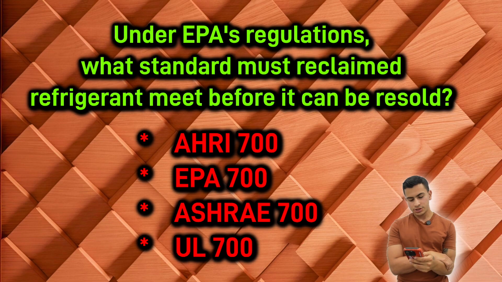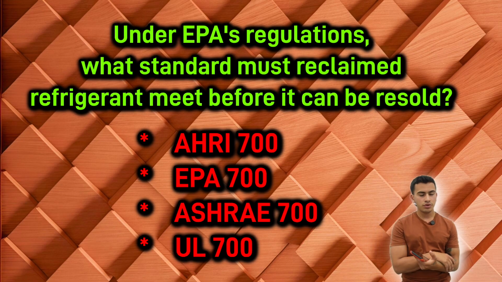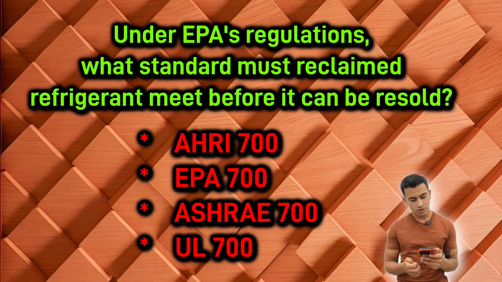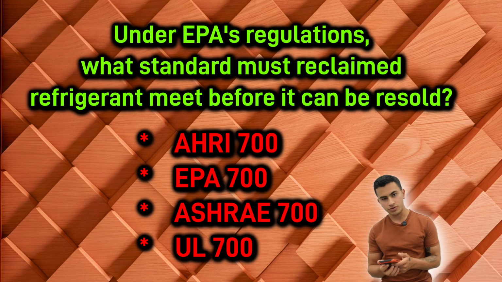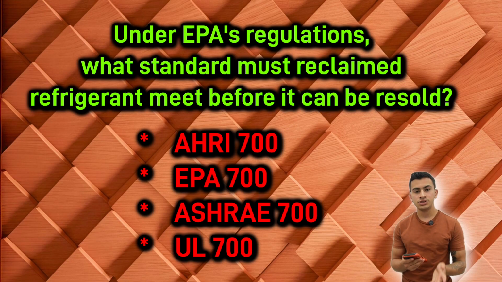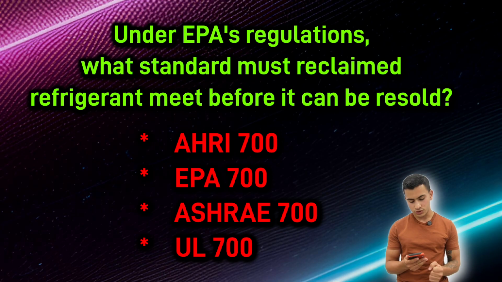Under EPA regulations, what standards must reclaimed refrigerant meet before it can be resold? Now, reclaim. So before it can be resold, it needs to meet not the EPA 700, not ASHRAE 700, not UL 700. It needs to meet the AHRI 700. That's the regulation that it needs to meet before it can be resold.